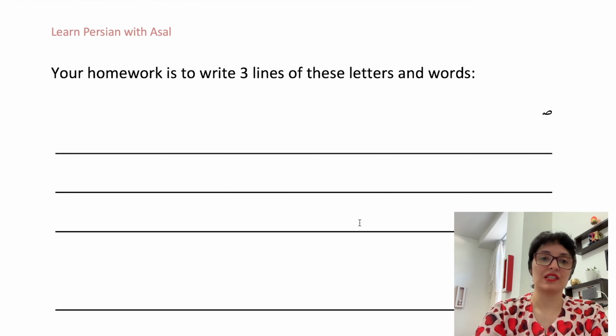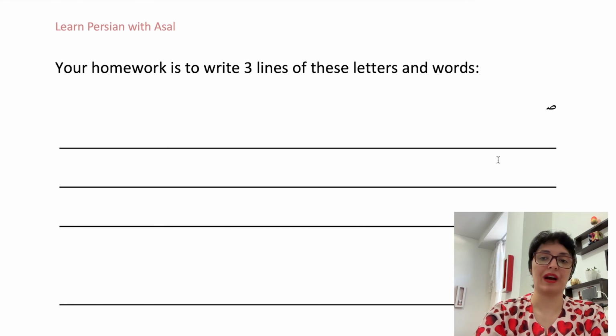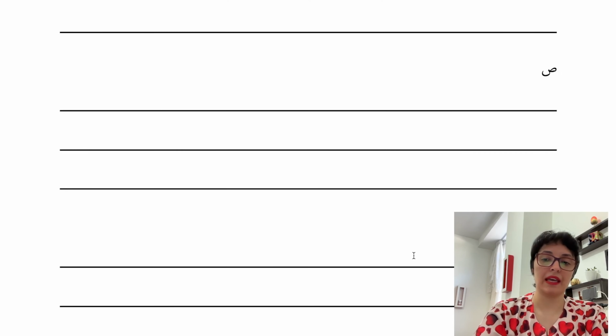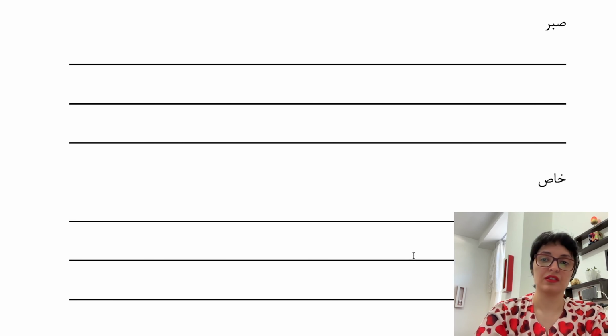Well, now it's time for the homework. You have to write three lines of the two forms of the letter Sad. And you can write the new words like sabr and khas because you know all the letters. You can practice writing here.